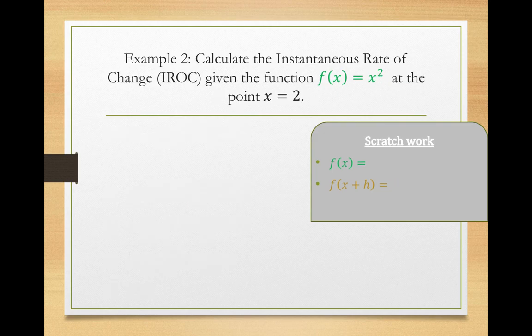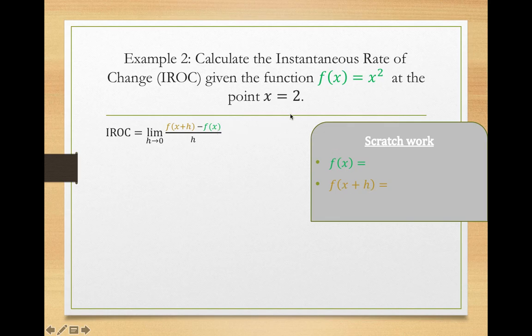Example 2. Now we're going to go ahead and calculate the instantaneous rate of change given the function f of x equals x squared, and now we're going to take a look at the point x equals 2. So step 1, please make sure that you have your instantaneous rate of change formula out in front of you. Step 2, be aware that you can't just plug in h equals 0 here because you can't divide by 0. The next thing is make sure that you have your scratch work and you're ready to determine what f of x is and what f of x plus h is.